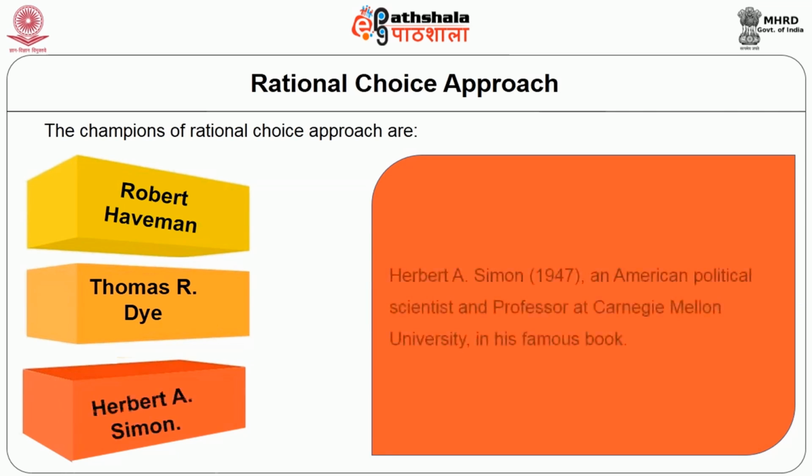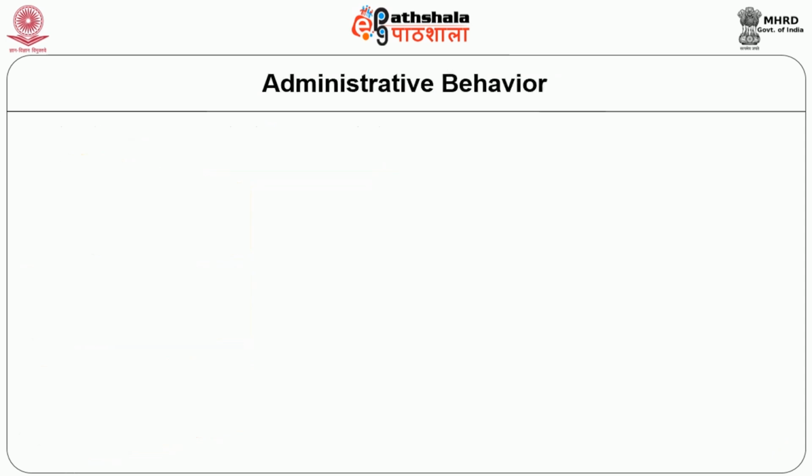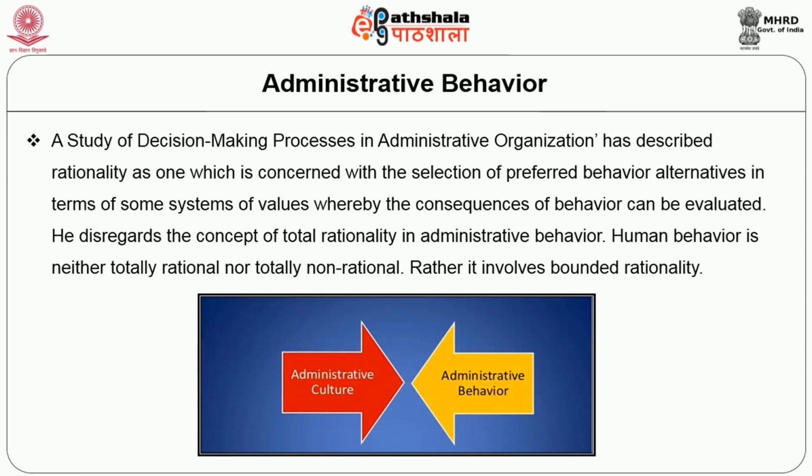Herbert Simon, a Nobel laureate, an American political scientist, and professor at Carnegie Mellon University, in his famous work Administrative Behavior, studied decision-making processes in organizations. He described rationality as one which is concerned with selection of preferred behavior alternatives in terms of some system of values whereby consequences of behavior can be evaluated. He disregards the concept of total rationality in administrative behavior. Human behavior is neither totally rational nor totally irrational or non-rational. Rather, it involves bounded rationality.